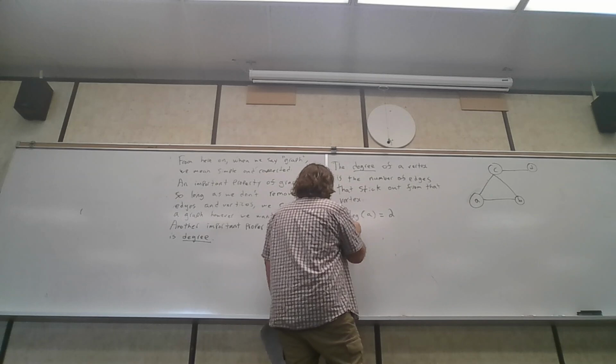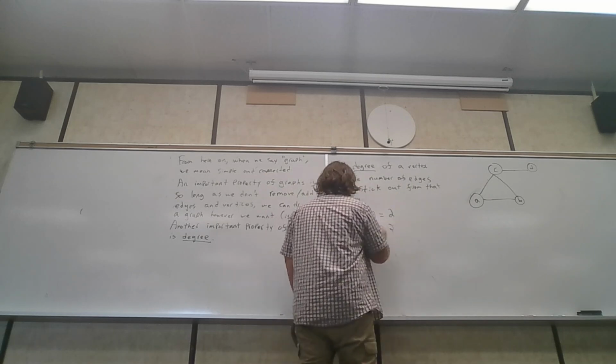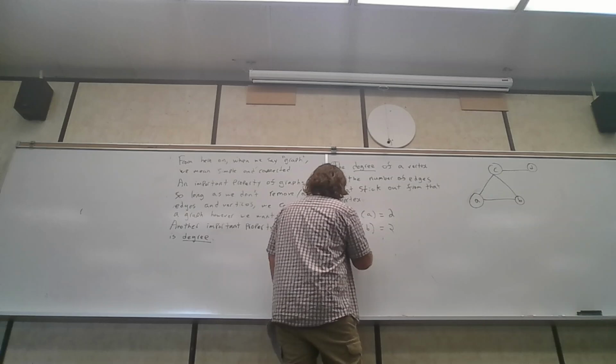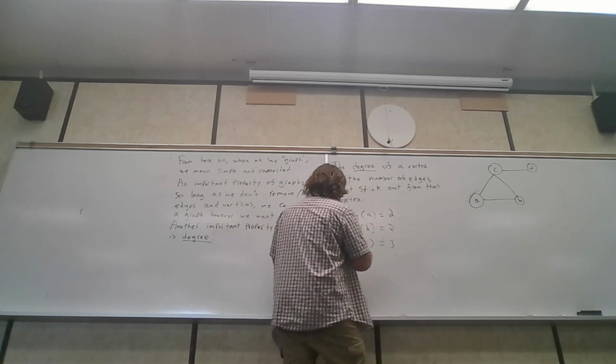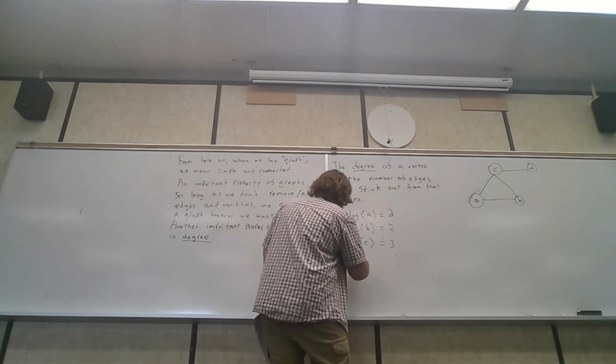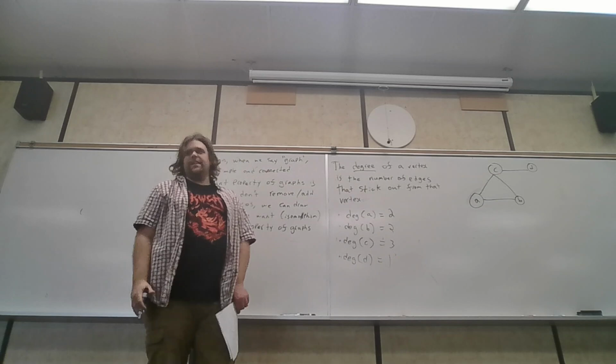The degree of B, how many edges stick out? 2. The degree of C, how many edges stick out? 3. And the degree of D is 1. There's only 1 edge that sticks out of it, right?